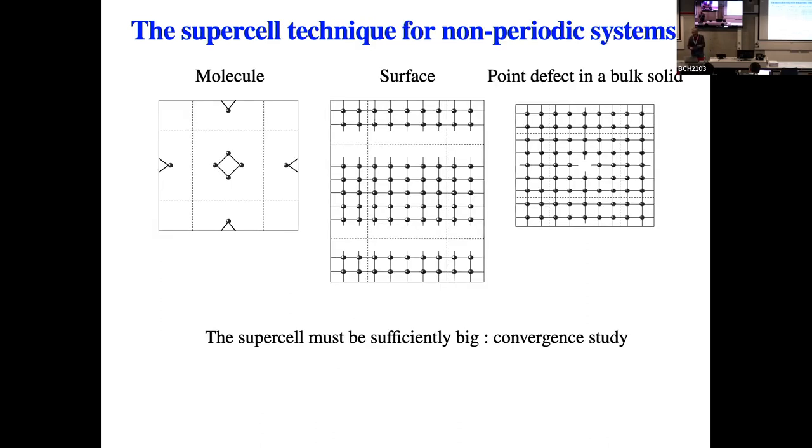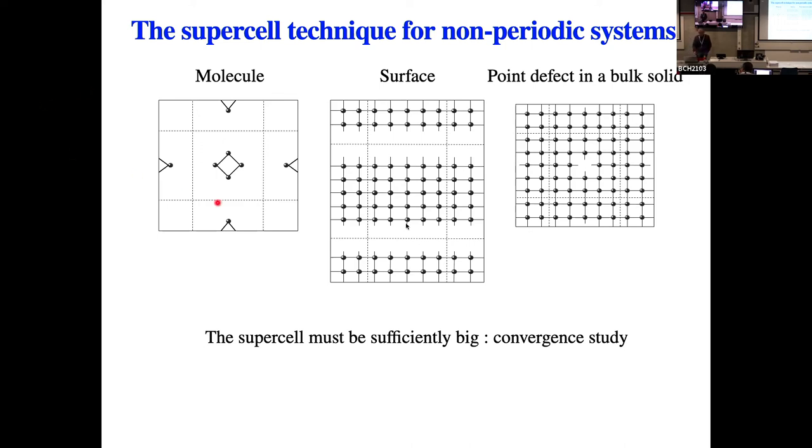Despite the fact that it's a periodic code, we can deal with molecules, surfaces and point defects by using the so-called supercell technique. The idea is that if I want to represent a molecule, I take a big unit cell with enough vacuum that the molecule does not interact with its repeated images. I need to do a convergence as a function of the amount of vacuum in my cell, to make sure there is no interaction and that the results are independent of the amount of vacuum I've put.